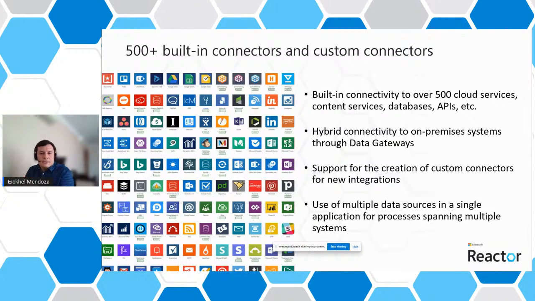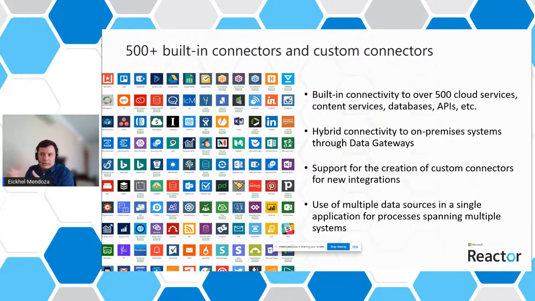This custom connector not only works for Power Apps, you can also use it in Power Automate. For example, every time I receive an email with a certain title, I can save that information into a database for whatever reason, using your own API or your own custom connectors. And as I told you before as well, you can use multiple data sources in a single application.